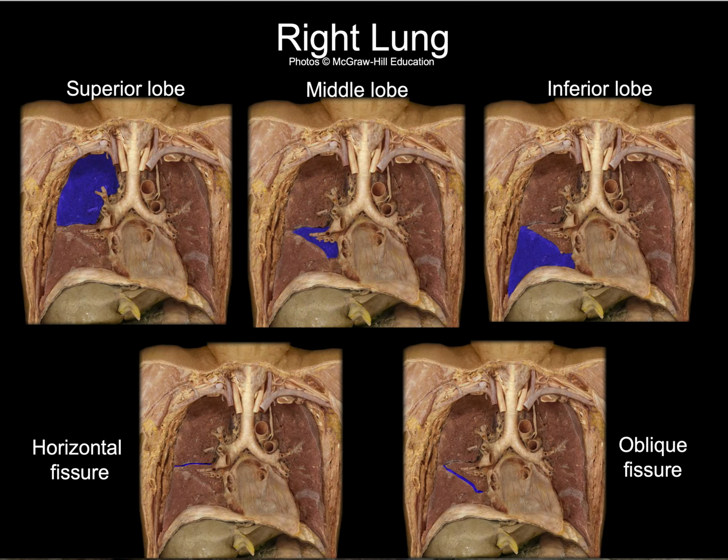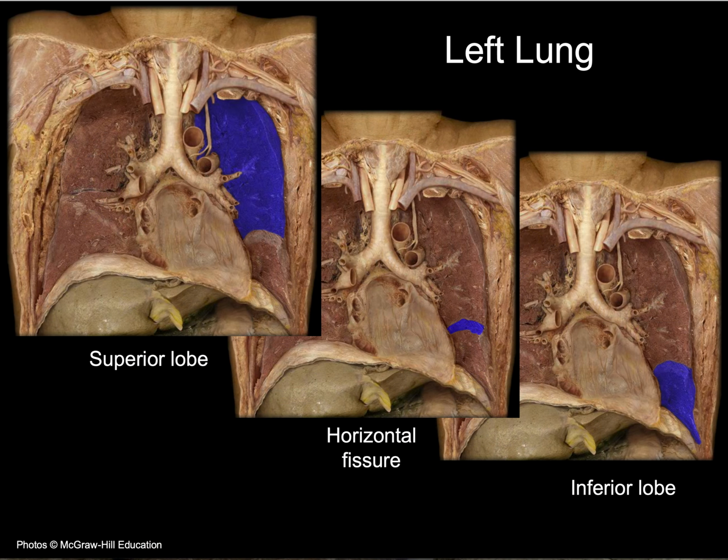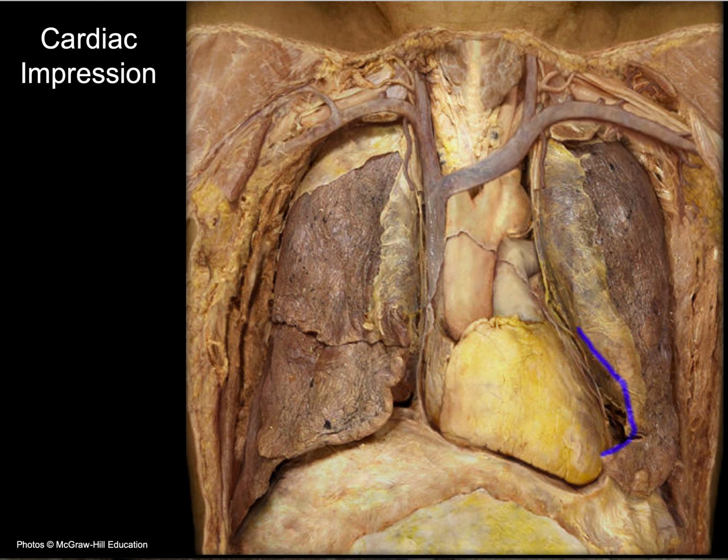Here now is one of the nice cadavers showing you some of these distinctions. The fissures are the divisions between the lobes. Showing you both the right and left side. And if you listen closely, that's Lucy. She's breathing and she's by my feet.